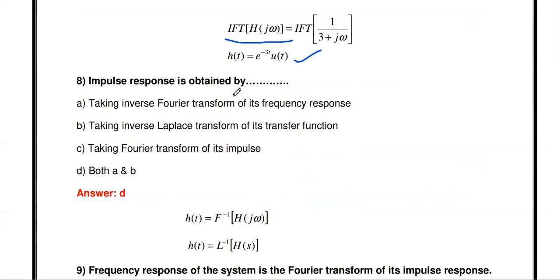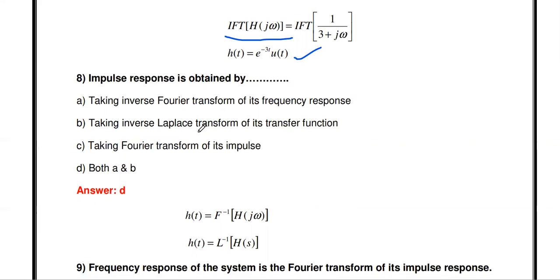This is one type of problem. If the impulse response is given, taking the Fourier transform gives the frequency response. If the frequency response is given, taking the inverse Fourier transform gives the impulse response. So impulse response and frequency response are a Fourier transform pair.